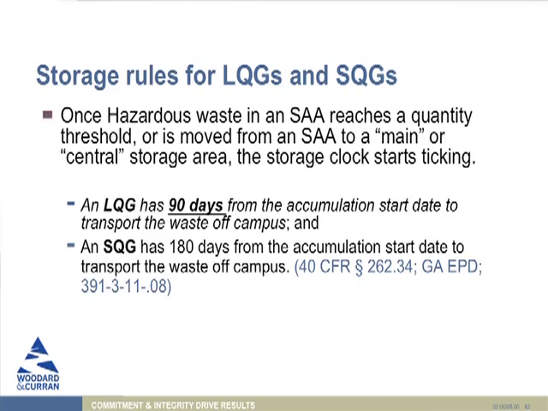The easiest and best way to show that is by dating every single container from the moment it gets into that main accumulation area from the satellite area. So that's why we keep focusing a lot on dating each container once it moves. The minute it moves to that main area, you've got to be able to show that it's being held for no more than 180 days if you're a small quantity generator, no more than 90 days if you're a large quantity generator.